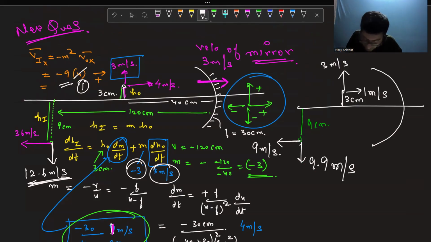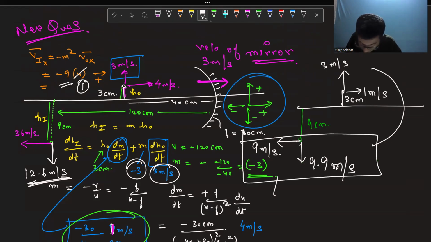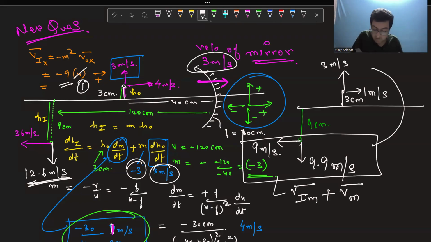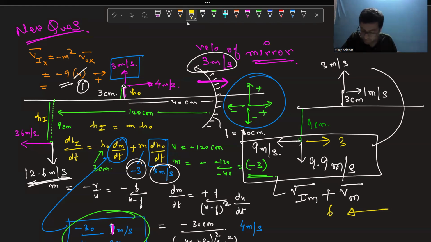But this is not the velocity of image. This is the velocity of image with respect to mirror. Then you add the velocity of mirror, which was 3 in this direction. So your velocity of image with respect to ground would be 6 in this direction and 9.9 in this direction.